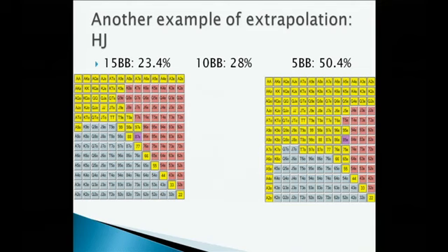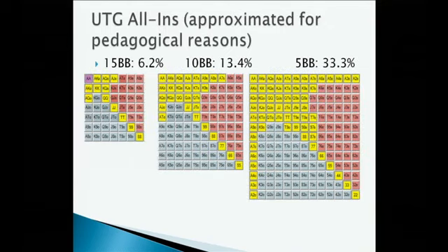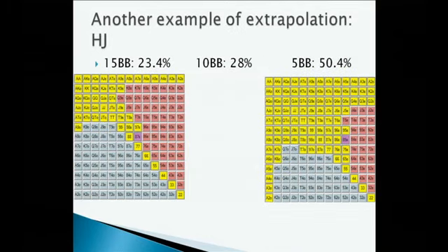And then with 5 big blinds, it goes up very fast. So as the number of big blinds goes down, it increases a lot, but the change from 15 to 10 isn't that much. I guess under the gun it's a lot, but for hijack it's not that much. So just to give you some ideas.